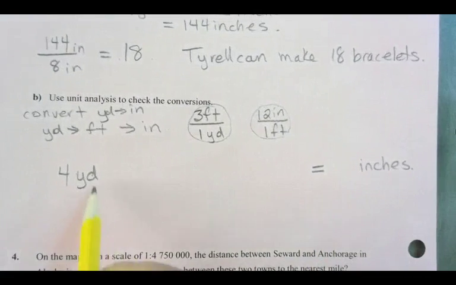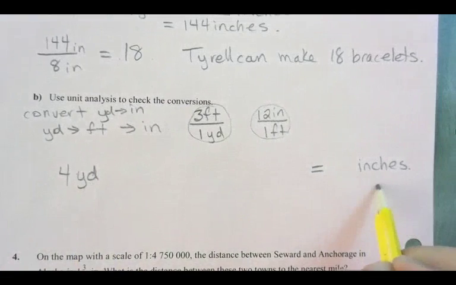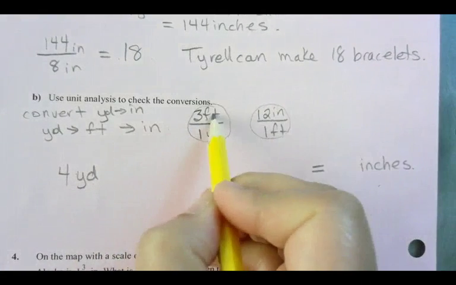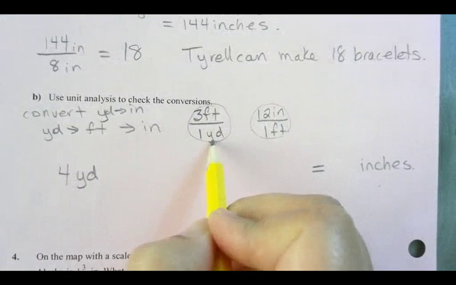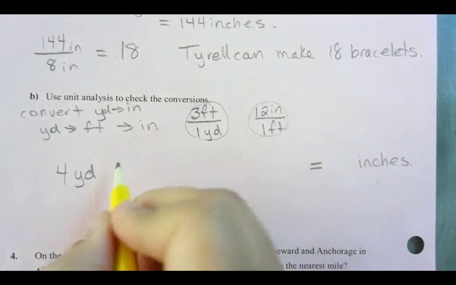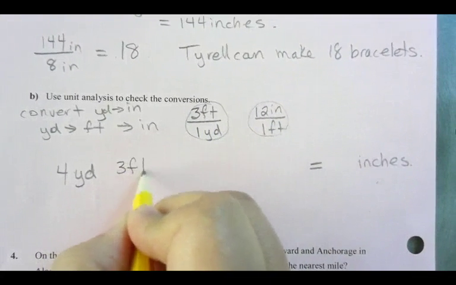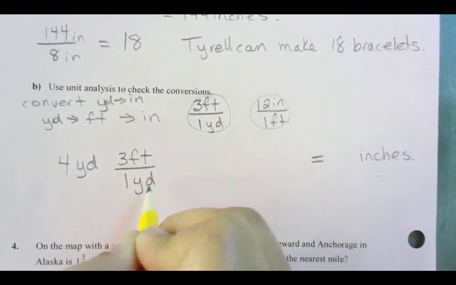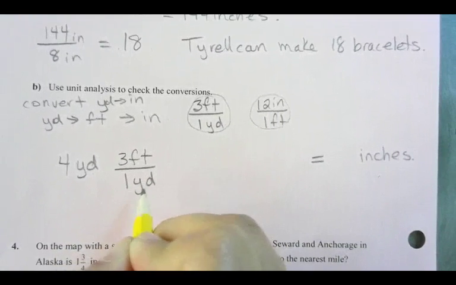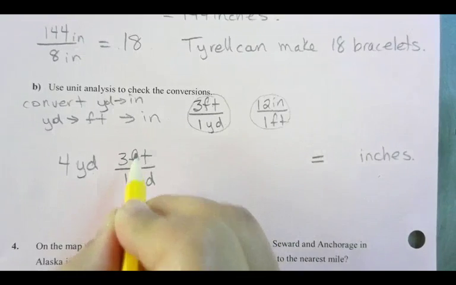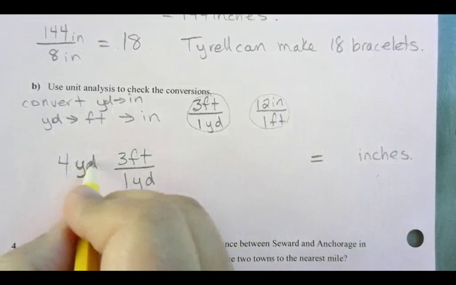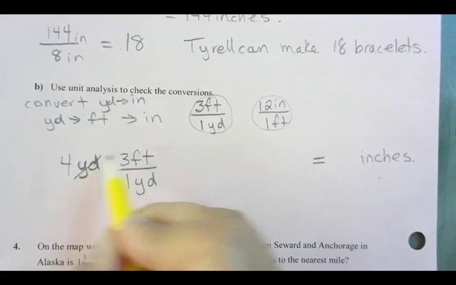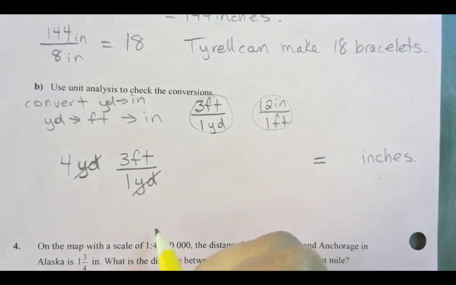So we have to somehow get from here all the way to inches, and we're going to be using these ratios that we've set up. Now, I have 3 feet over 1 yard. Why did I decide to put the yard in the denominator as opposed to the numerator? What's going to happen with this yard right here? This is going to reduce out, right?